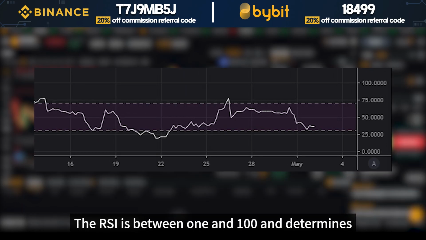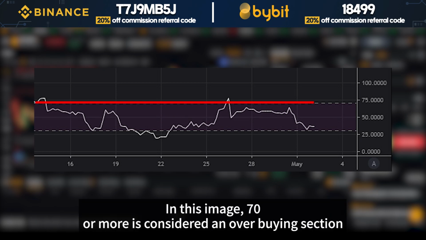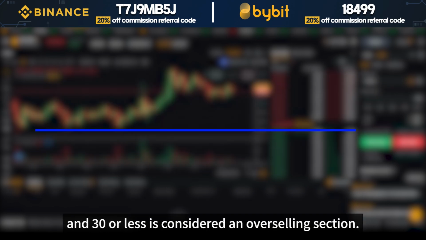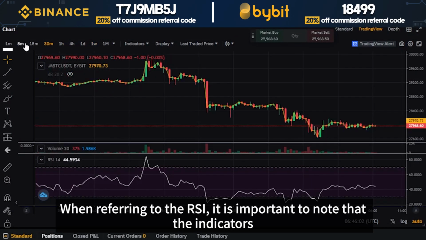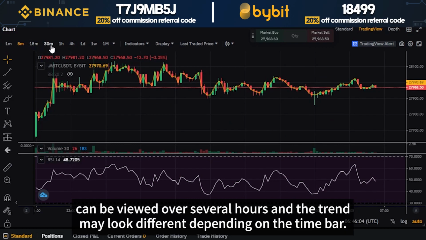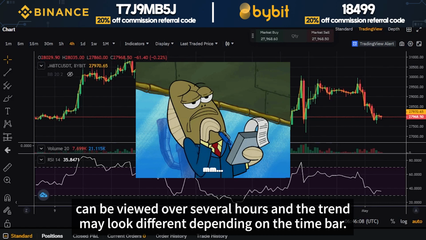The RSI is between 1 and 100 and determines directionality based on 50. In this image, 70 or more is considered an overbought section, and 30 or less is considered an oversold section. When referring to the RSI, it is important to note that the indicators can be viewed over several hours and the trend may look different depending on the time bar.